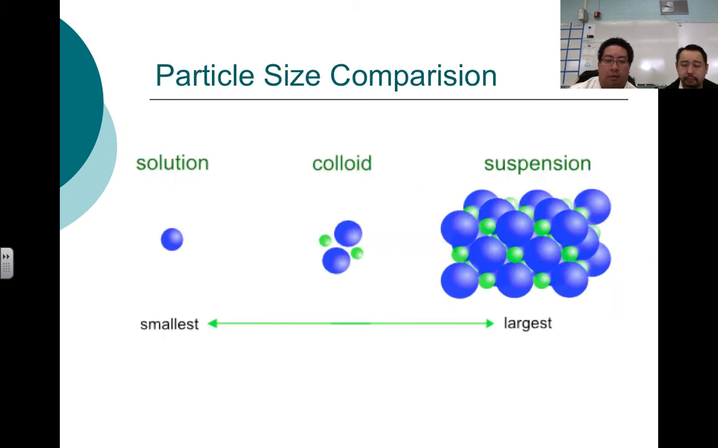And this is just a representation to kind of show you the comparison of size between solutions, colloids, and suspensions.